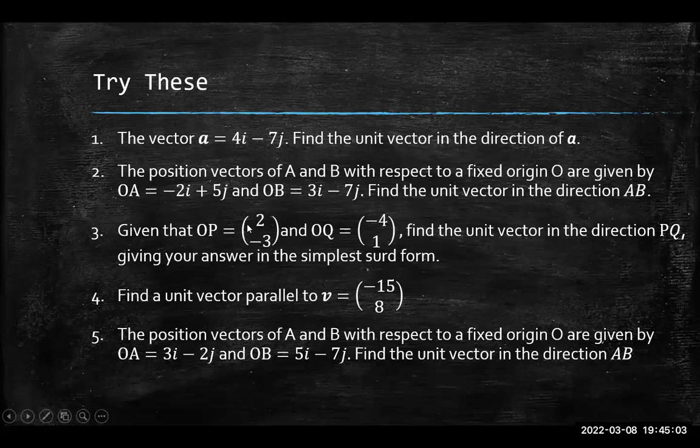Given that OP is equal to (2, -3) and OQ is equal to (-4, 1), find the unit vector in the direction PQ, giving your answer in the simplest surd form. Notice they asked you for a specific form, right? So that's what they want. Just like this question, they did not give me the vector AB, so I had to find AB. They did not give me PQ, so I need to find PQ first, right? Before I could do all of that. I'll give you some time to attempt it, and then we will go through it together.